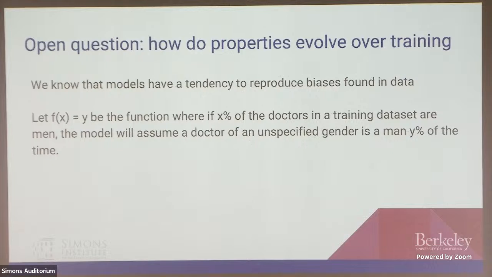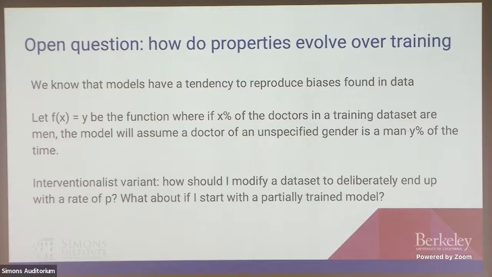And I think the shape of this function is very interesting in this problem, but as a more general principle as well, especially because there's an interventionalist variant. How do I modify a data set to deliberately end up with the property I want? So you give me a data set and I look at it and I say, oh, I think if I train a model on this, it's going to assume that 90% of doctors are men. I want that number to be like 65%. What do I actually do to the data to make that be the case?